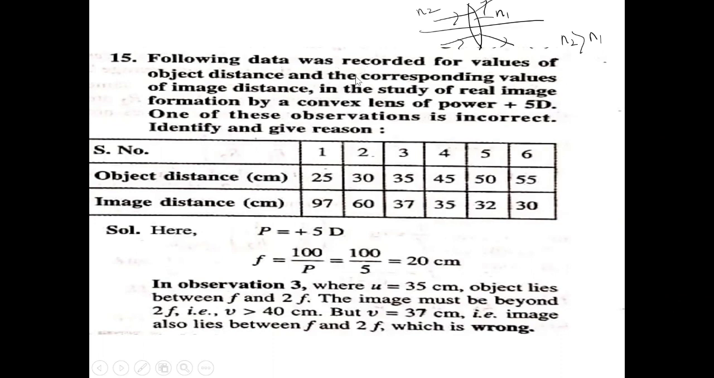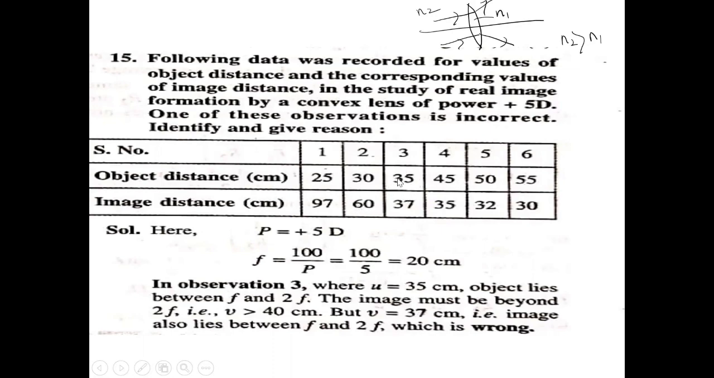The following data was recorded for values of object distance and corresponding image distance in the study of a real image. One of the observations is incorrect. Identify it. The power is 5 diopter, so the focal length is 20 centimeter. Now which observation is wrong? This object distance is beyond 2f. This one is between f and 2f. 20 centimeter is f, and beyond 2f means above 40.